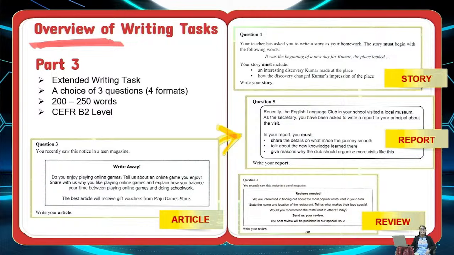Okay, as you can see, for part 1, it is A2 level. Part 2, it is B1, and part 3, it is B2, means for part 1, it is less strict. As for part 3, it will be stricter in terms of marking, and you are expected to perform better for part 3.